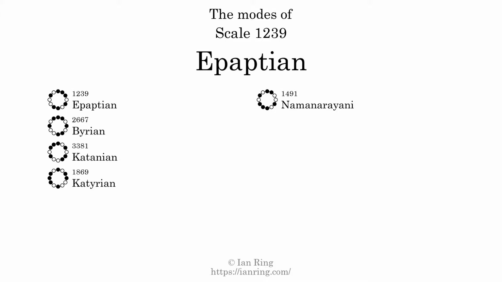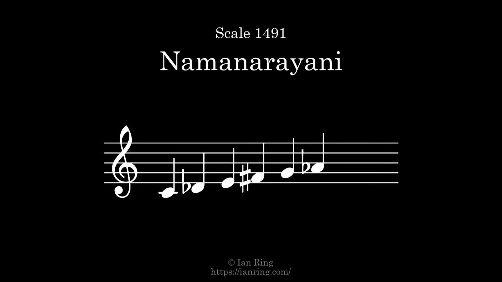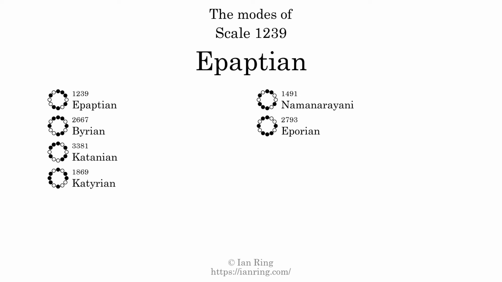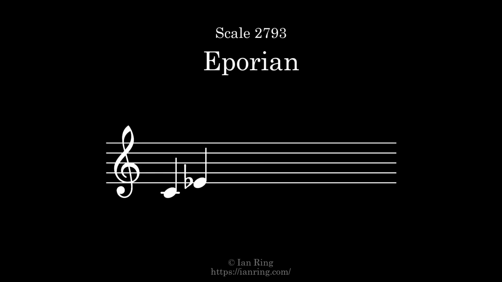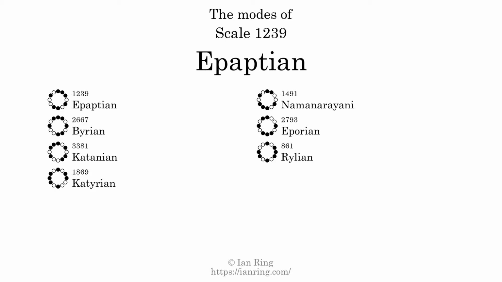The fifth mode is scale 1491, also known as Naminariani. It sounds like this. The sixth mode is scale 2793, also known as Epaptian. It sounds like this. The seventh and last mode is scale 861, also known as Rayleighan. It sounds like this.